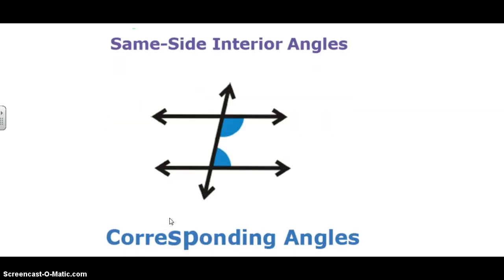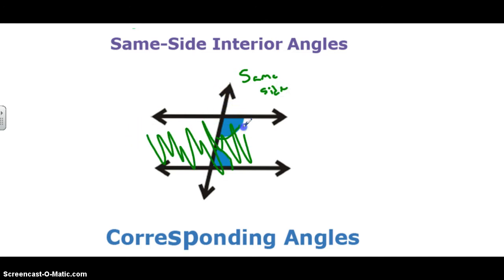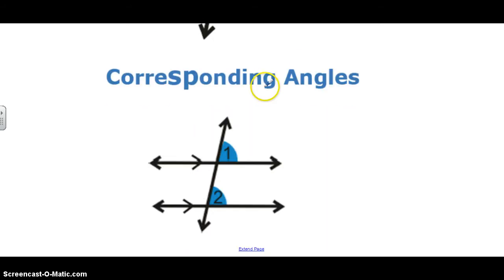Next one. Same side interior. Well, this is the most intuitive one because look, you have two angles that are on the same side of the transversal, right here of my transversal, and on top of that, they're on the interior. So if they are on the same side and on the inside, they are same side interior angles. And finally, corresponding is usually the hardest one. They are on the same side, okay? One is on the outside, one is on the inside, okay?